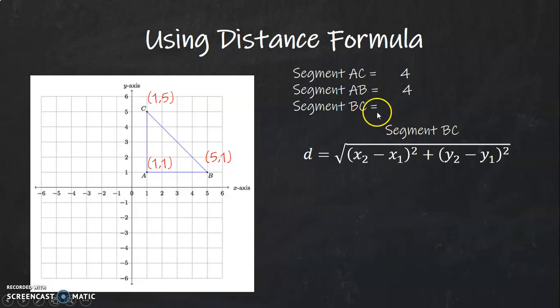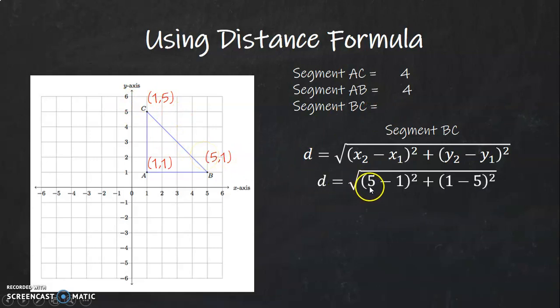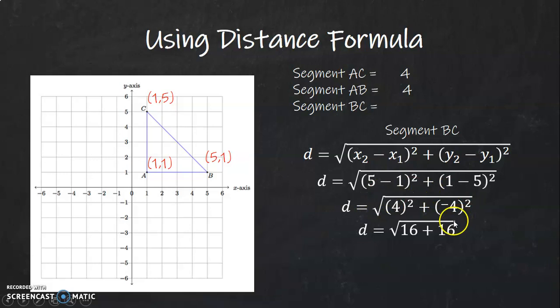Now last one, I'm going to look at B and C. I already have my plot points written out here, so all I have to do is plug and play, right? So X is 5 minus 1, Y is 1 minus 5. Now I have the distance of BC is the square root of 4 squared plus negative 4 squared. That negative goes away when we square, so I have the square root of 16 plus 16, also known as the square root of 32. And we can simplify that down even further to 4 the square root of 2.